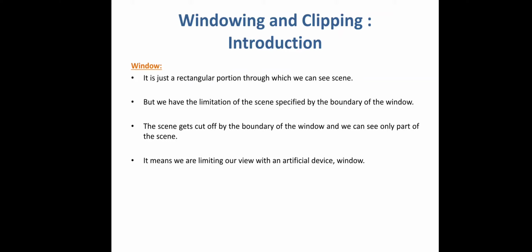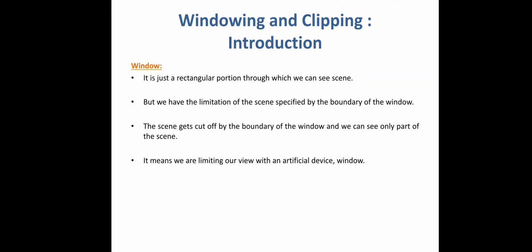The term windowing contains the word window. So what is meant by window? A window is nothing but a rectangular portion or shape through which we can see a scene. It is an opening through which we see the portion of the world that exists outside. Normally when we are looking from a window, some portion of the scene is visible to us. For example, if we are viewing from the window of our house, we can see a building, some trees, roads, etc.